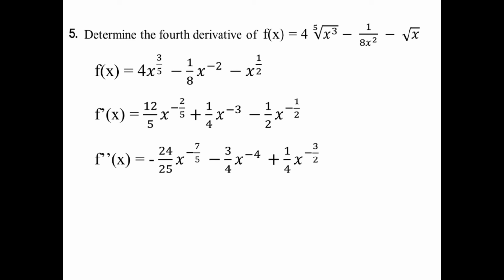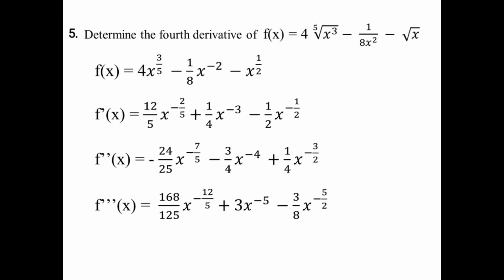And then next is what we're going to do. Just continue the process to get the third derivative. So negative 24 over 25 x raised to negative 7/5. We multiply this exponent negative 7/5 to negative 24 over 25. We get 168 over 125 x raised to negative 7/5 minus 1, which is negative 12/5.